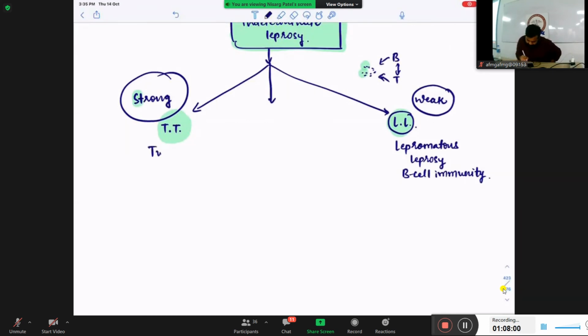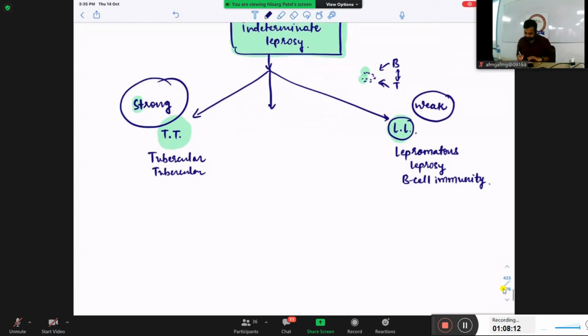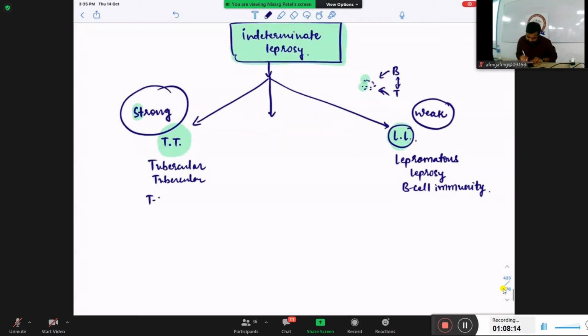And what is the full form of TT? Tubercular, means the person is having an excessive tubercular immunity. Okay. And here the patient has a T cell immunity.